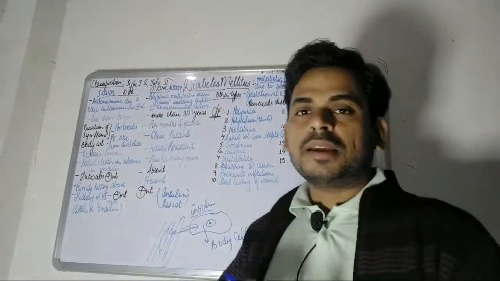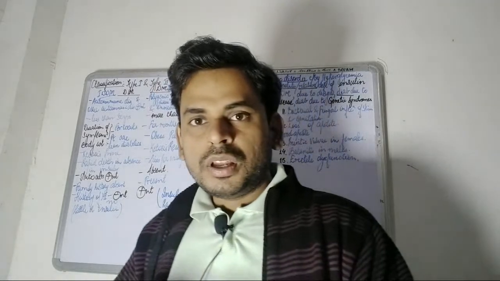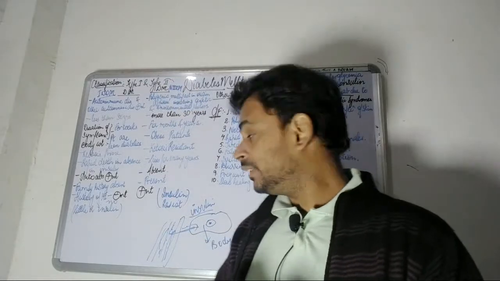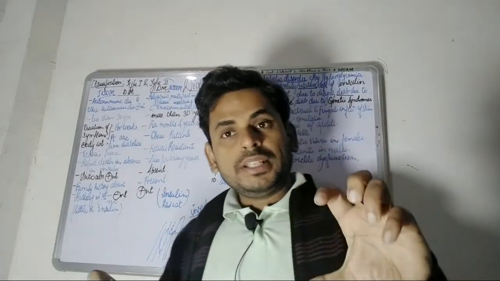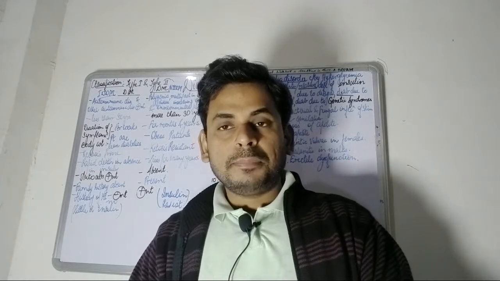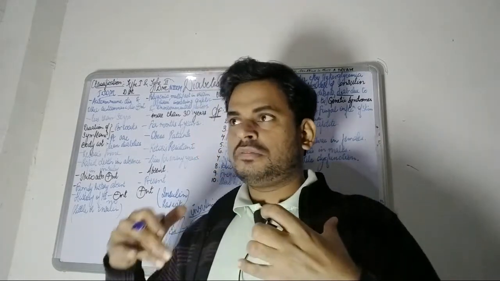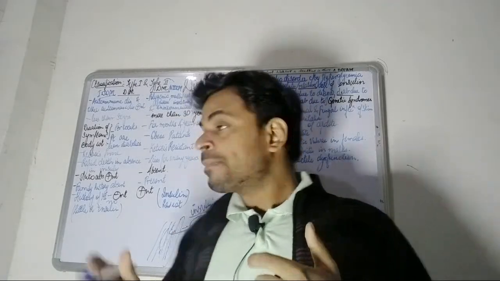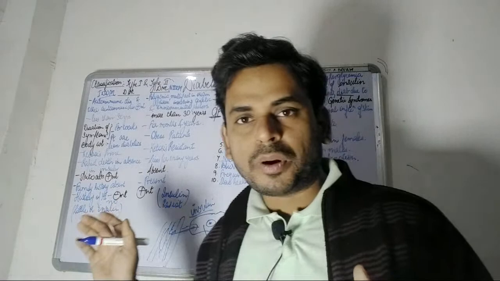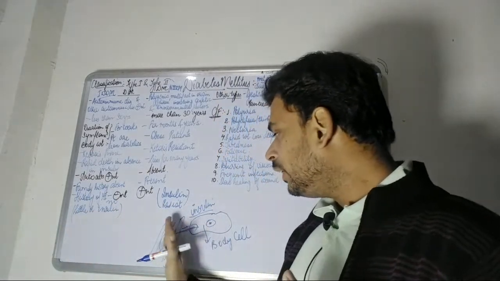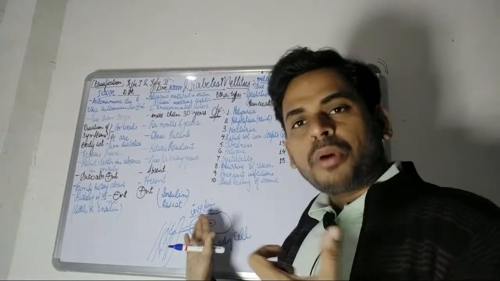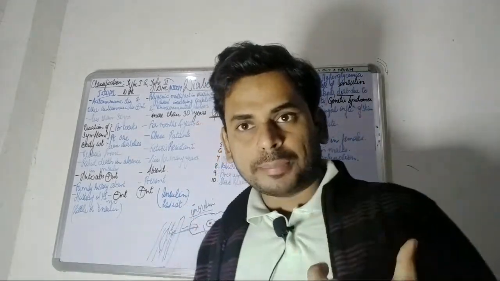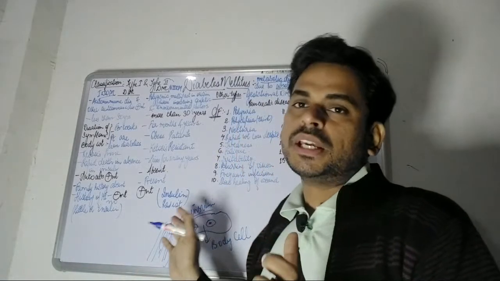Whereas in type 2 diabetes mellitus, what do we see is that insulin is being produced by the pancreatic cells, but that insulin is not capable enough, not efficient enough, for the uptake of the glucose by the cells. It is not capable enough to make the transport of glucose into the cell.